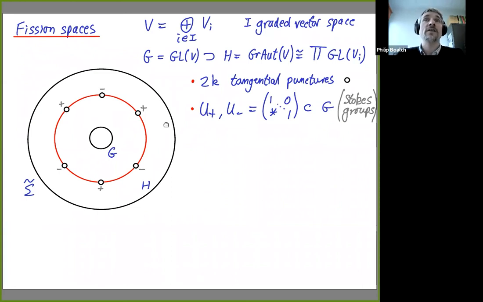And you put in the Stokes conditions: if you start in the halo and go around one of these tangential punctures, then the monodromy has to be in the corresponding Stokes group. So you have a well-defined class of Stokes local systems, and these turn out to classify certain connections. I can just start out with a particular connection. I'm describing to you one way to get the Betti data of those.